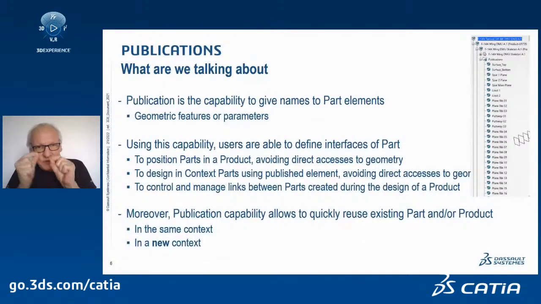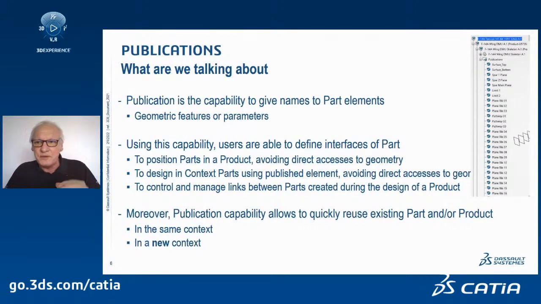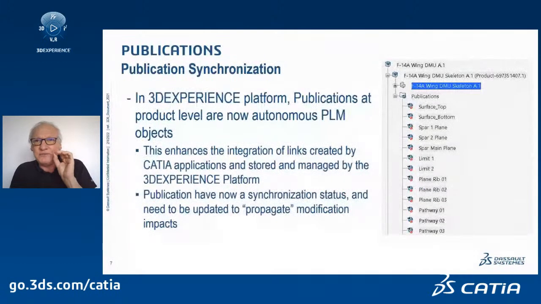And if you do that properly, you will be able to reuse an existing part or product within a given root product, or even change the context root of a given part of a given product without any difficulties. This is extremely important. Publication is probably one of the best jewels of 3DEXPERIENCE CATIA. It allows you to design very complex products and ensure a very smooth, straightforward relational design, okay?